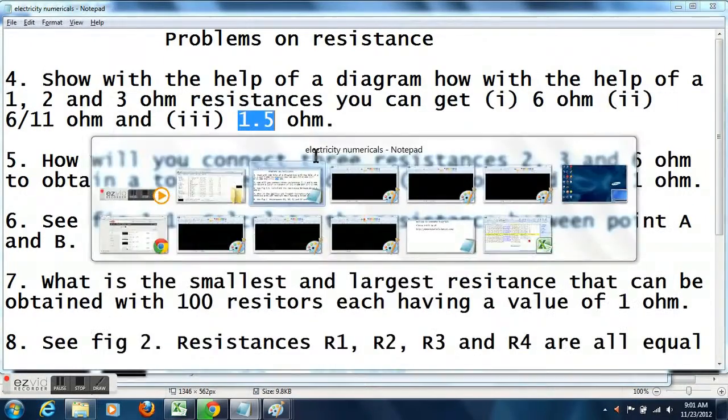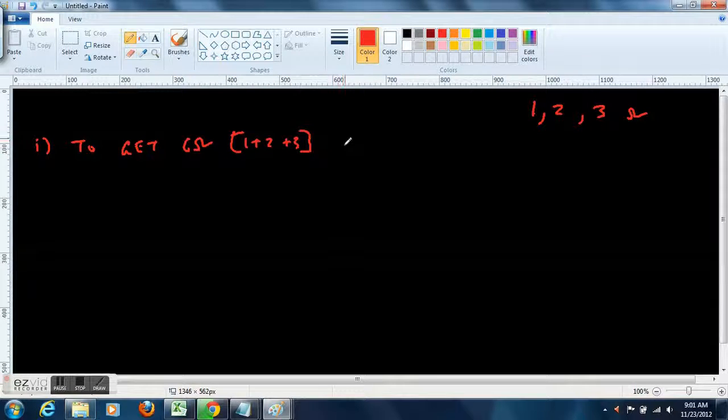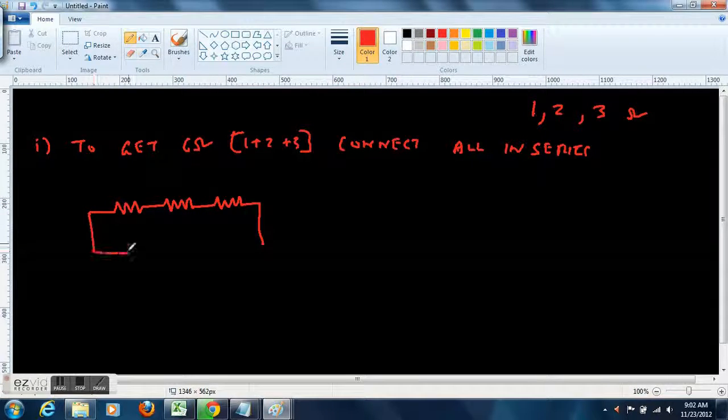Okay. So let me pull up a drawing board. My resistances are 1, 2 and 3 ohms. So let me write it here, 1, 2 and 3 ohms. These are the resistances I have. If I have to make 6 ohms from this combination, 6 is equal to 1 plus 2 plus 3. So it is very clear that to get 6 ohm, I have to connect all of them in series. So connect 1 ohm with 2 ohm and 3 ohm in a series, and that will give a net resistance of 6 ohms. So this part was very easy.